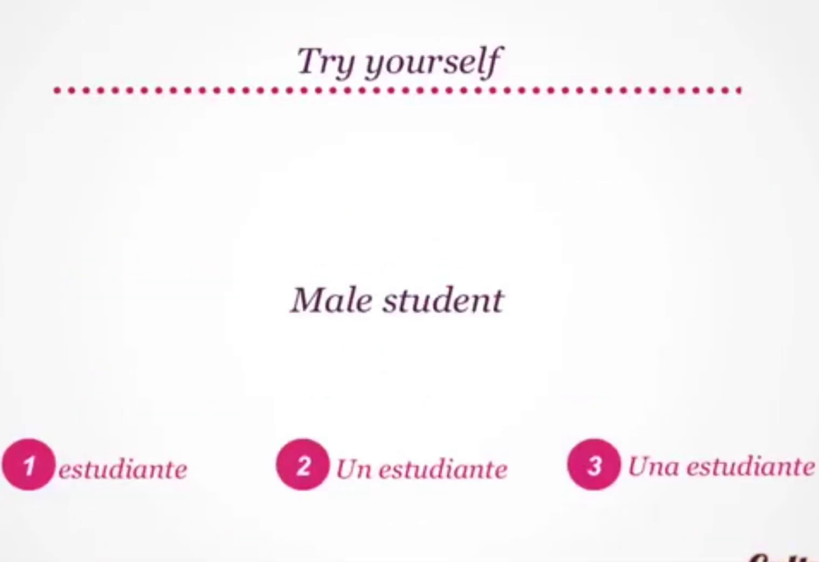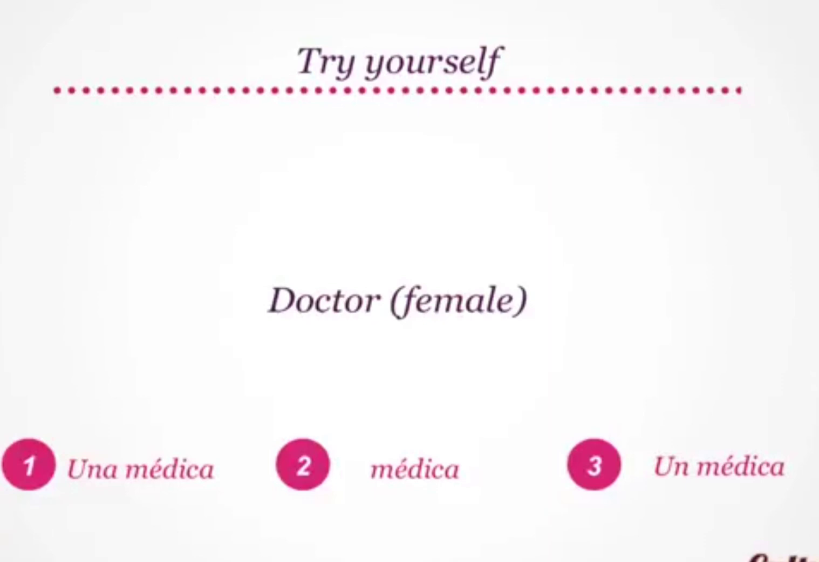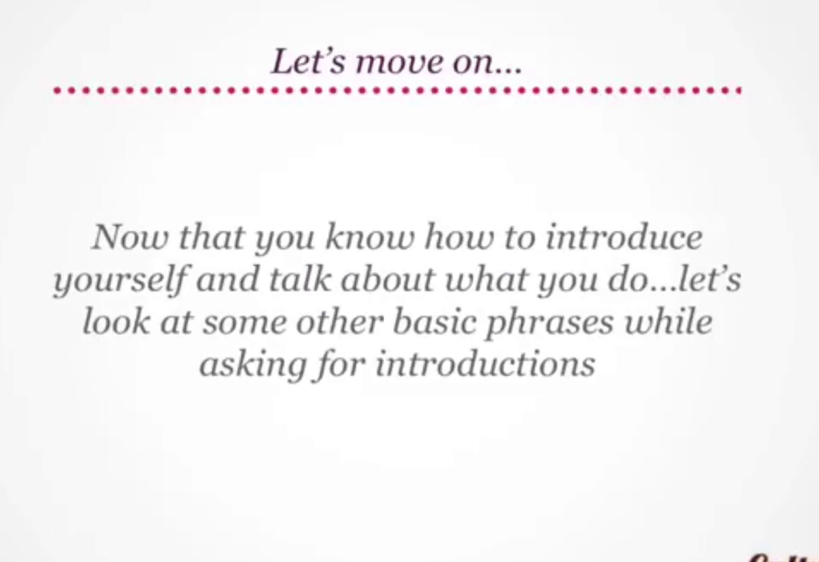All right, some more quizzes. How do we translate male student? Do we use estudiante or un estudiante or una estudiante? We say un estudiante. Did you get that right? Try the translation for female doctor. Is it una médica or médica or un médica? The correct option is médica. Remember, una isn't required since médica already reveals the gender of the subject. Very good. Let's move on.